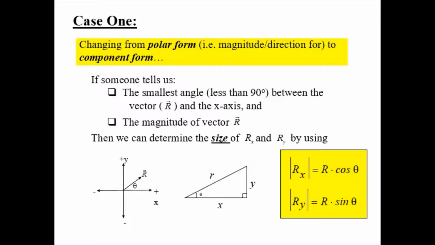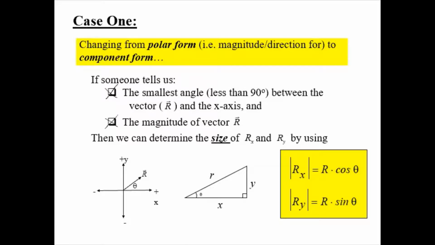So case one here is where we have to change from the polar coordinate form, or the magnitude direction form, to the component form. To do this, as you see on this slide, you have to already know, they are going to have told you, the magnitude of vector r. That's part of telling me the polar coordinate form. And also, they're going to have to tell us some angle where the vector's pointing. Now, what we want is the smallest angle, which is always less than 90 degrees, the smallest angle between the vector r and the x-axis.